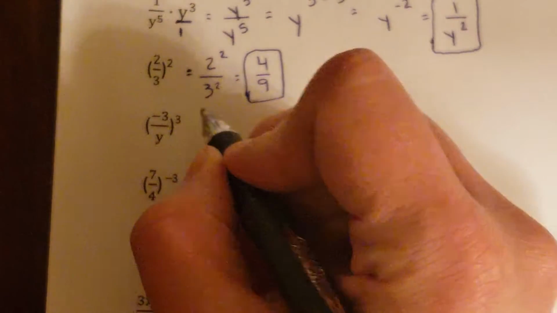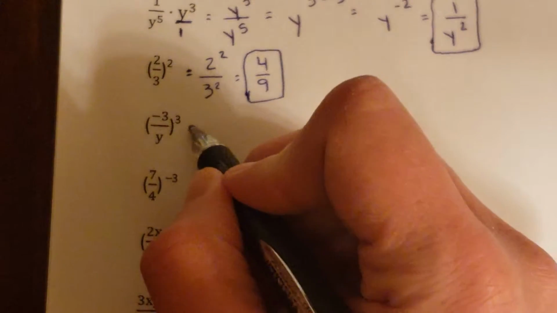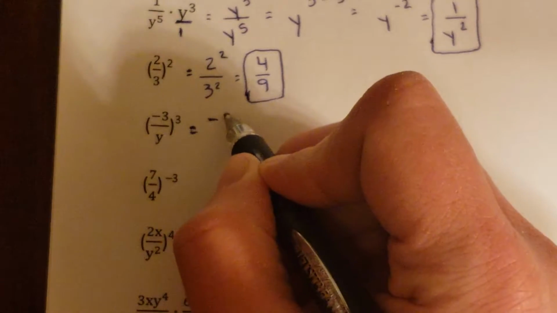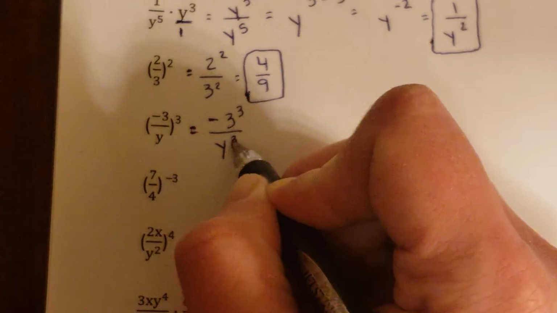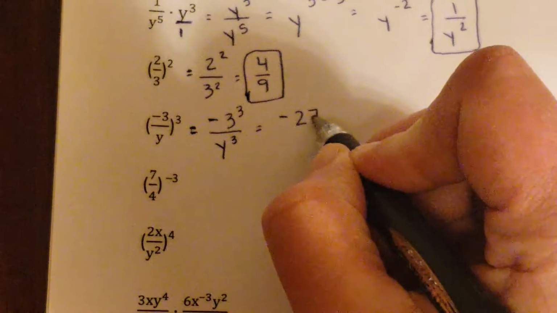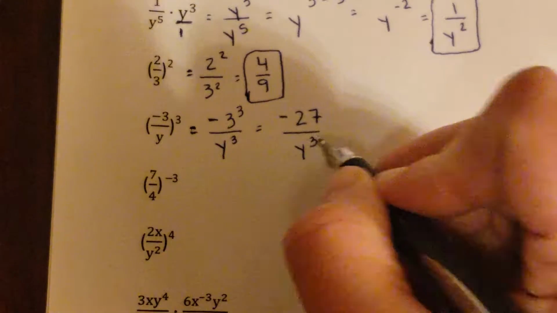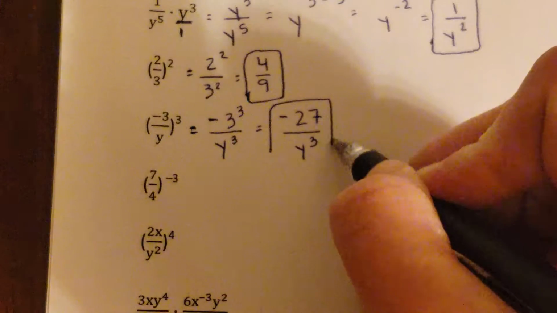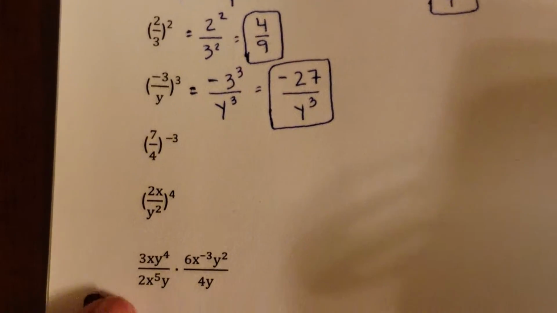Similarly, we have -3 cubed. Now you can look at this a couple different ways. A negative cubed is still a negative, and then 3 cubed over y cubed. Negative. 3 cubed is 27. Y cubed. And there's nothing else we can do there, so that's our final answer. Getting far enough along in math where our answers are kind of looking like math problems.